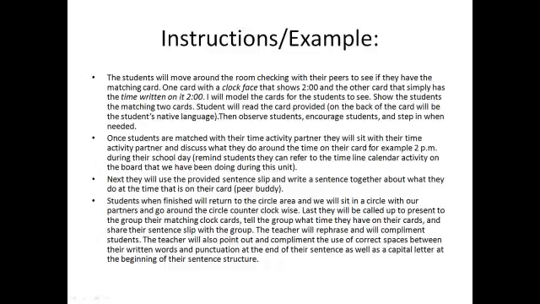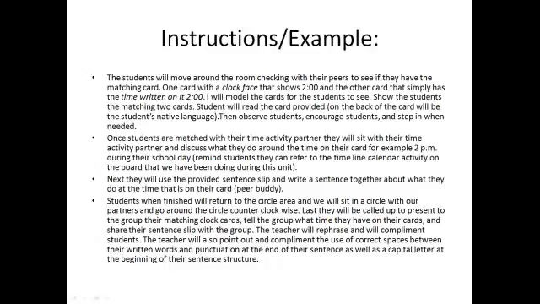Once students are matched with their time activity partner, they will sit with their time activity partner and discuss what they do around the time on their card, for example 2, during their day. Remind students they can refer to the timeline calendar activity on the board that we're doing during this unit. Next, they will use the provided sentence slip and write sentences together about what they do at that time that is on their card. Their peer buddy will help them.